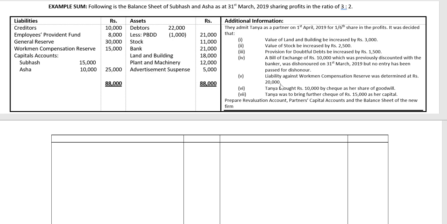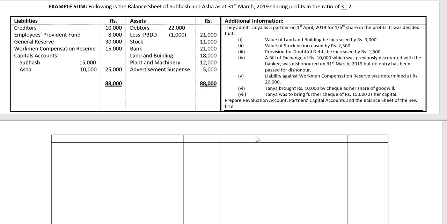Fifth point, the liability against workmen compensation reserve was determined at rupees 20,000. Sixth point, Tanya brought rupees 10,000 by check as her share of goodwill. Seventh point, Tanya was to bring a further check of rupees 15,000 as her capital. We are asked to prepare the revaluation account, partners' capital accounts, and the balance sheet of the new firm.